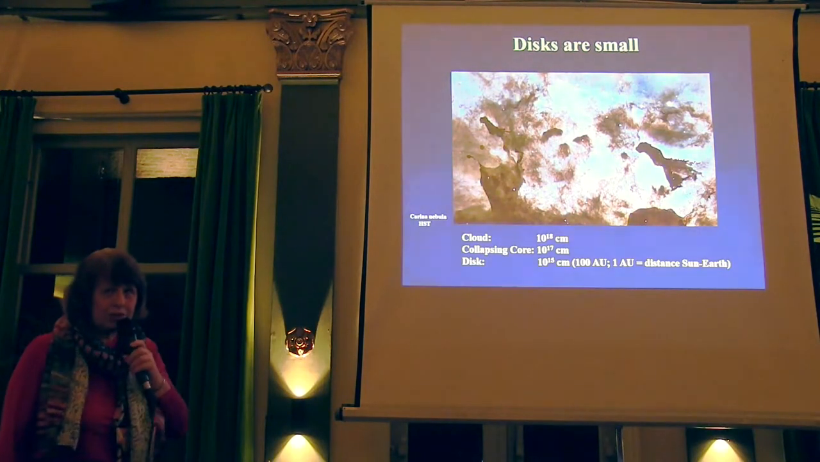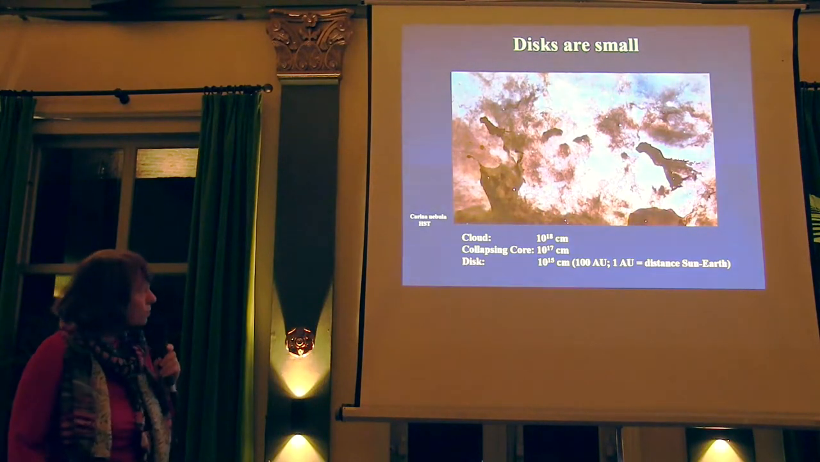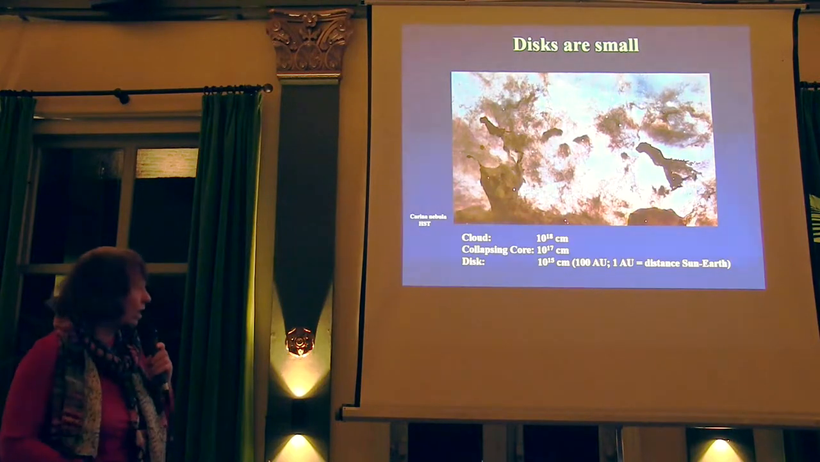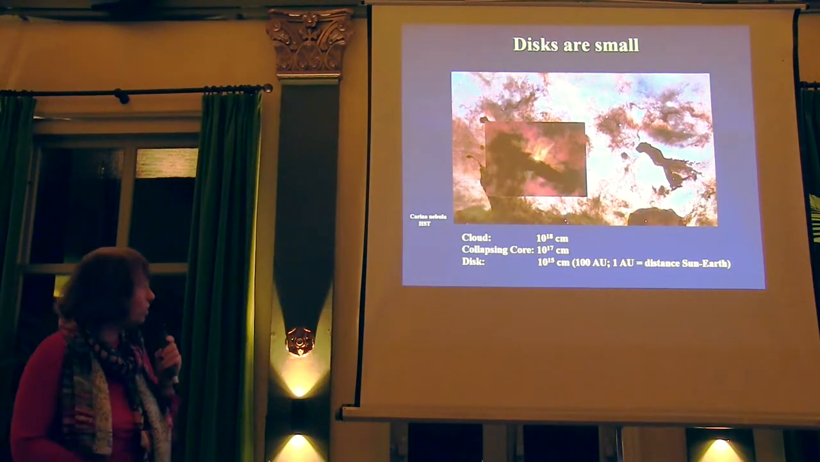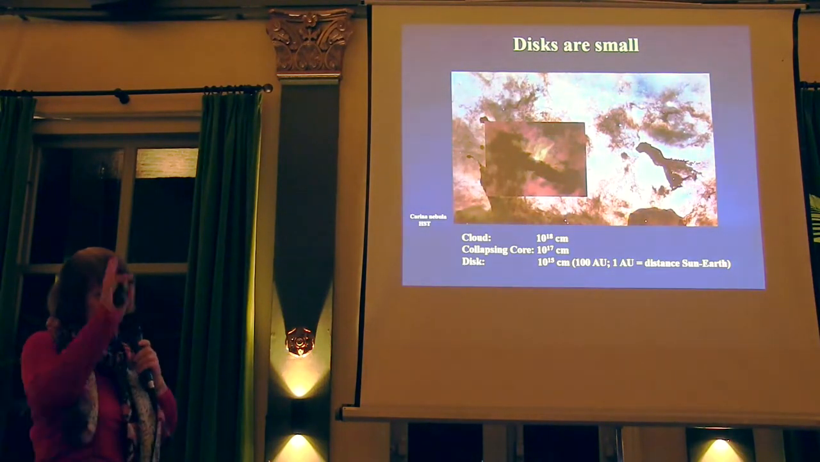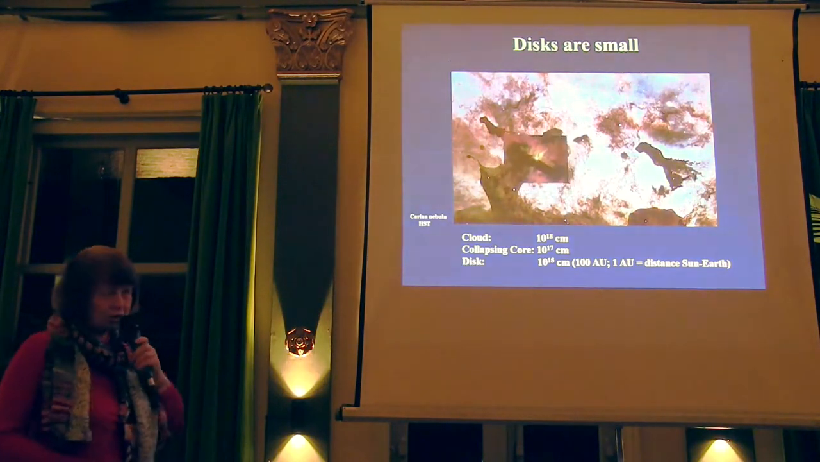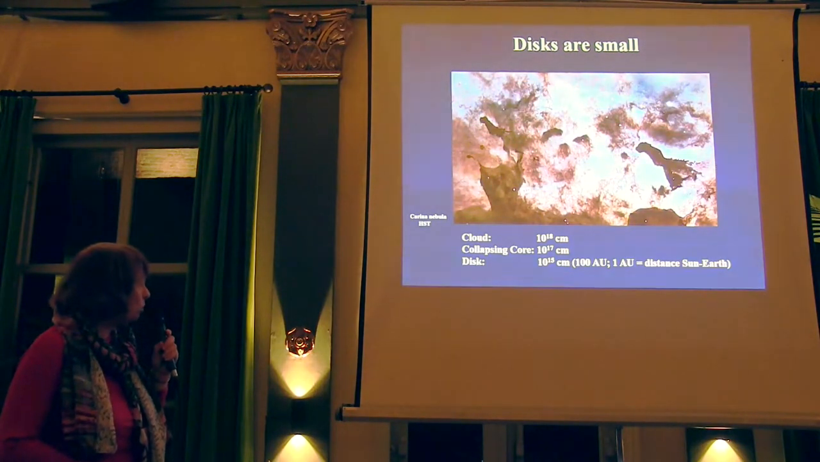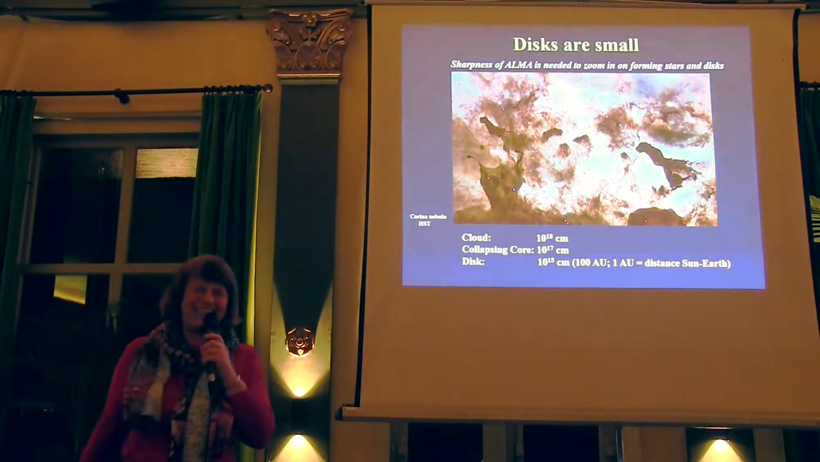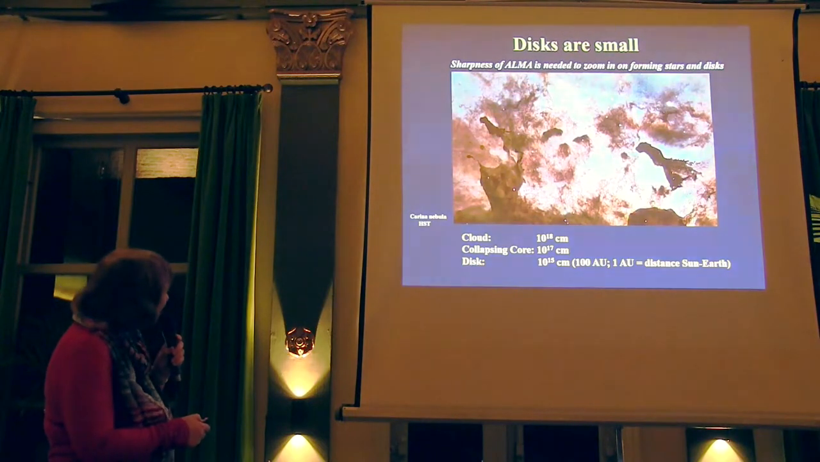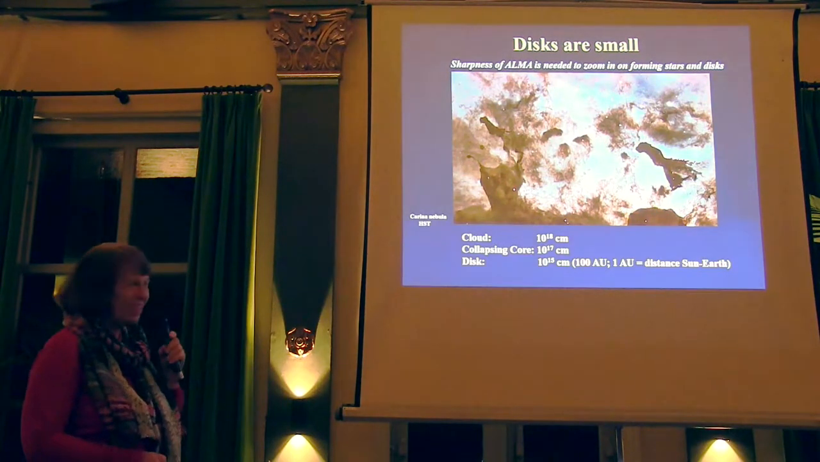Now, we have a little problem, and this is why this field took so long to start going, because these disks are tiny. So here's again our cloud, and here is an artist's impression of such a rotating disk around a young star. And if it were this big on the sky, then our previous generation of telescopes would have had no problems of seeing it. But it is not so big. It's actually tiny. It's very, very small. So, try to find a needle in a haystack. You really need to point your telescope and really zoom in there on these forming stars and the surrounding disk.